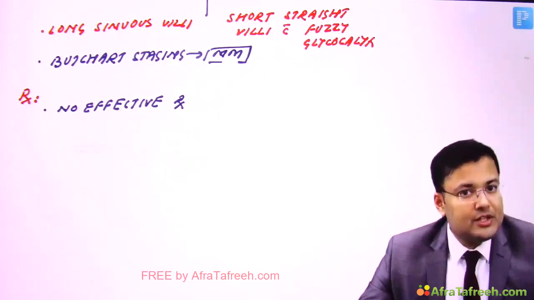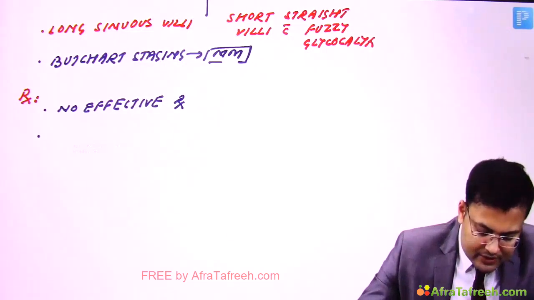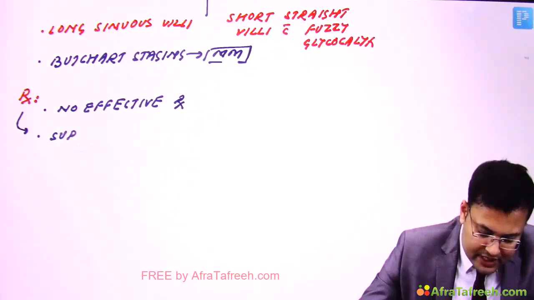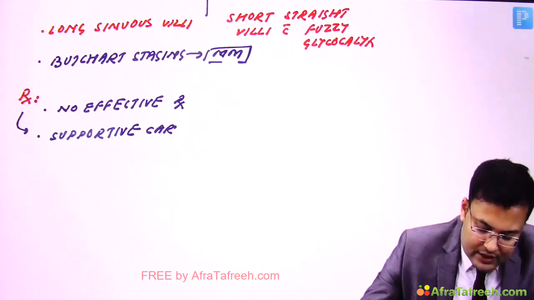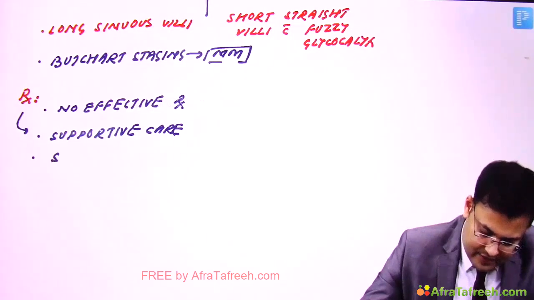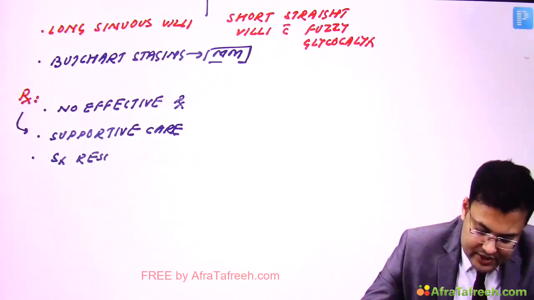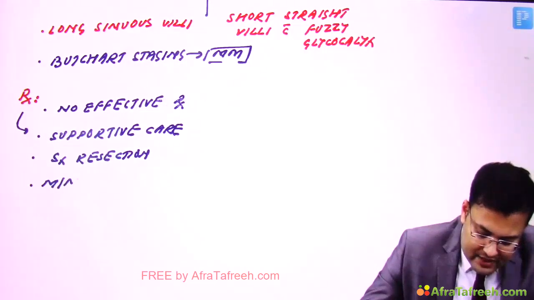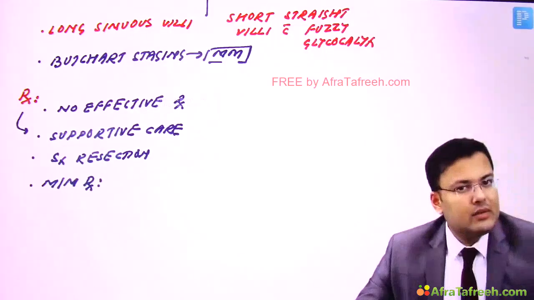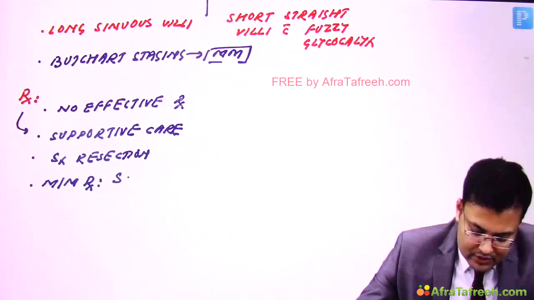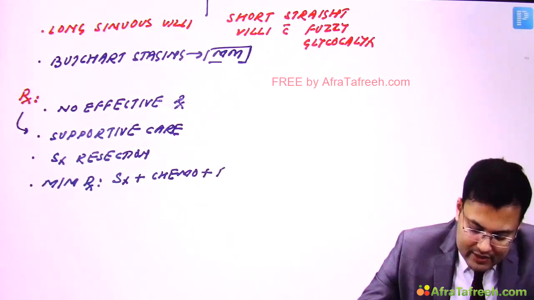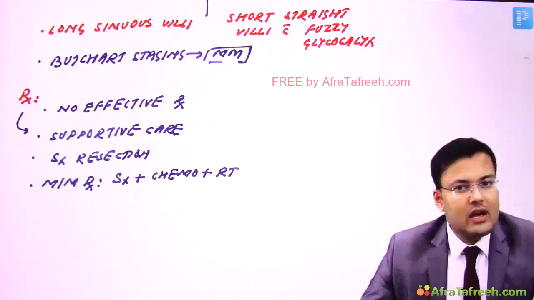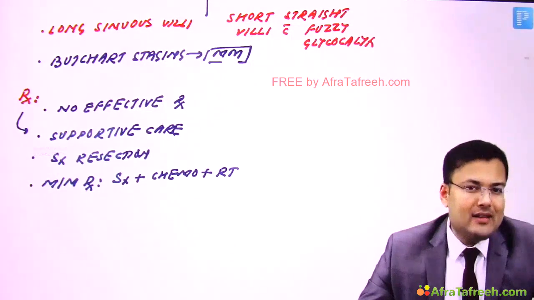What are the treatment options, by the way? The options available: we go for supportive care, we can go for surgical resection, or we can go for multimodality treatment. And in this multimodality treatment, what do we include? Surgery, chemotherapy, and radiotherapy. So this is how we manage the patients of malignant mesothelioma.